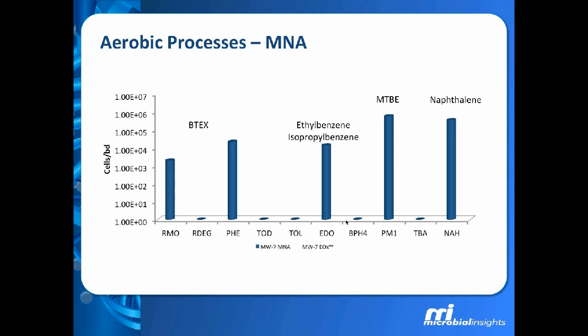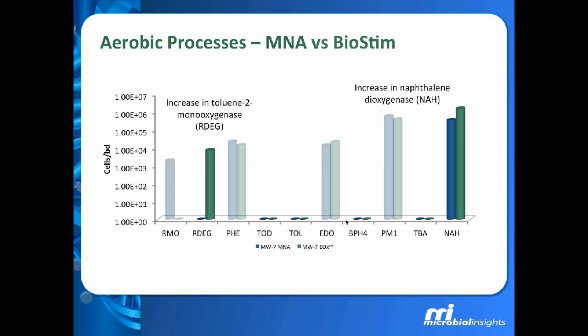So what happens when we look at the addition of oxygen? We do see that this increased concentrations of several genes that are important for aerobic biodegradation of BTEX and naphthalene. And one gene that I'd like to really mention is this toluene 2-monooxygenase gene, RDEG here. This is a gene that wasn't commonly selected for standard qPCR analysis. So if we were solely doing qPCR at this site and we only had limited budget to do a few genes, we may have missed this pathway that was actually stimulated by the oxygen addition.